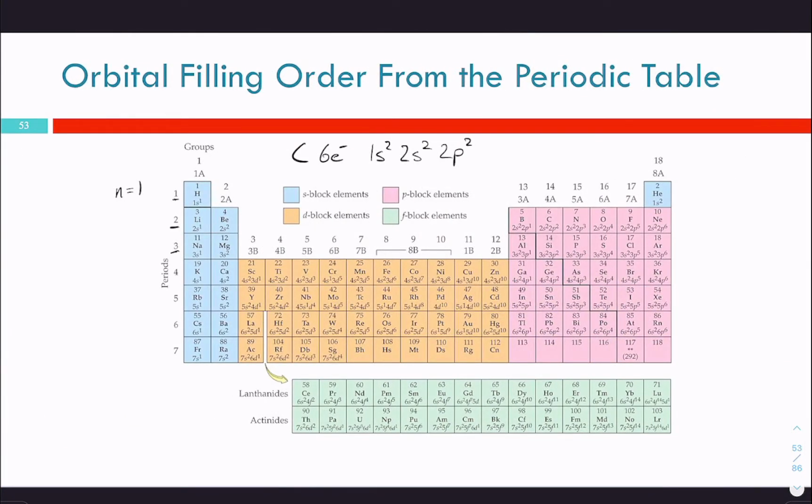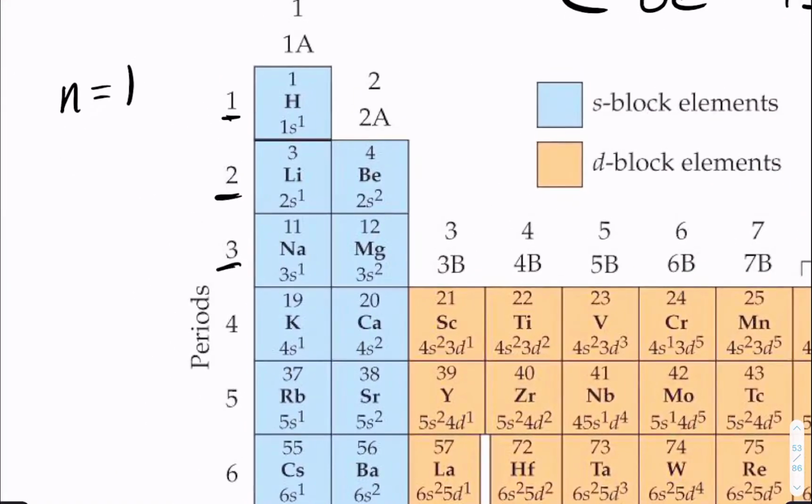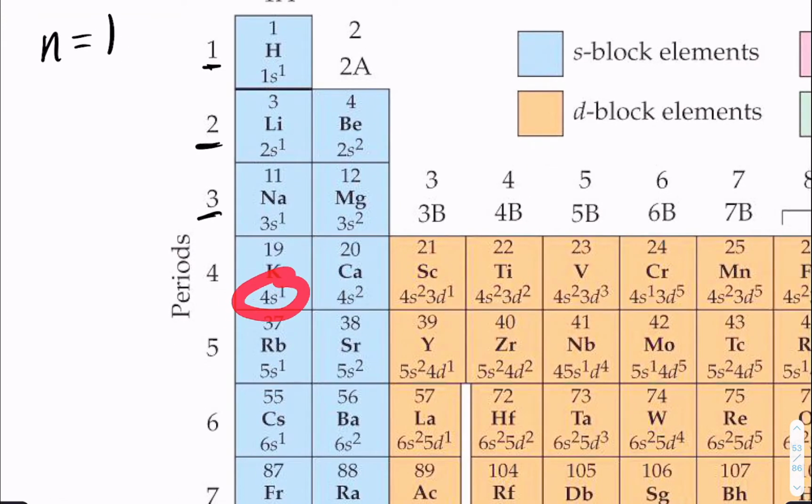You can also use the periodic table as a guide, as long as you remember that, again, once we get to n equals 4, that n energy level corresponds to each row of the periodic table. So this is n equals 1, this is n equals 2, n equals 3, n equals 4. And again, when we get to n equals 4, it's even written on here, 4s1, 4s2, and then scandium is 4s2, 3d1. So that d orbital that we fill is actually in the n equals 3 principal quantum shell.